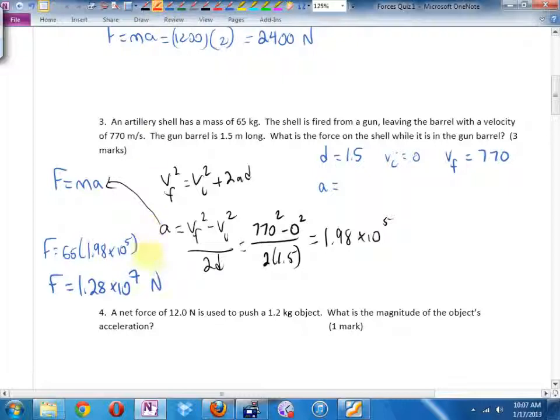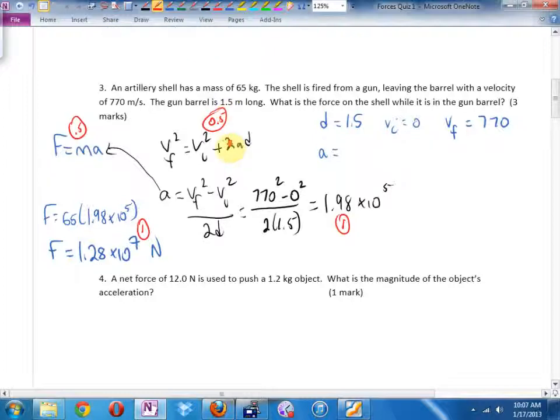Otherwise, I would give you 1 mark for the answer. I would give you 1 mark if I saw that you realized that we needed to find the acceleration. I'd give you a half mark for writing F equals ma, and I'd give you a half mark if I saw this equation somewhere. If you had clued in, that's what I need to find the acceleration.